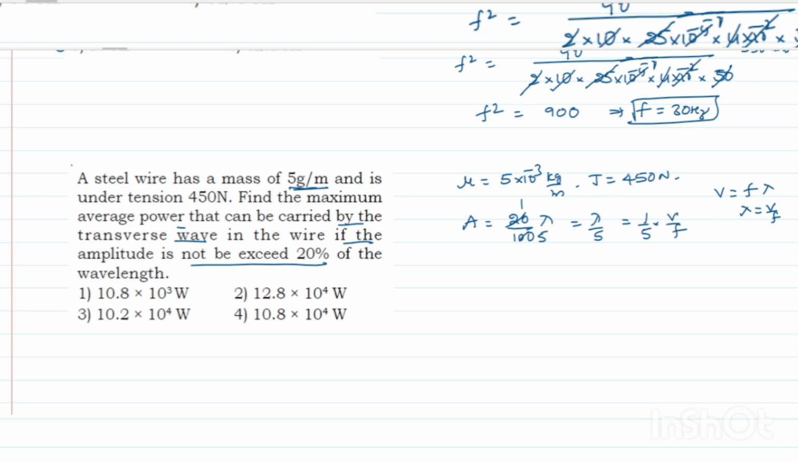Now let us take the substitution, students. Average power, you know the formula, which will be equal to 2 pi square f square a square into mu into v. So now you have to substitute, students. Here frequency they are not talking.